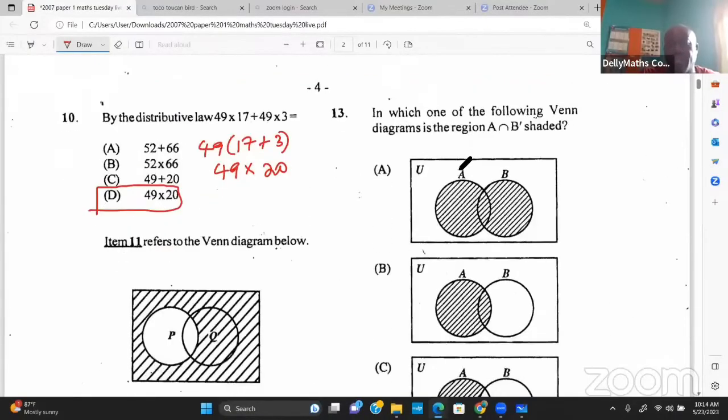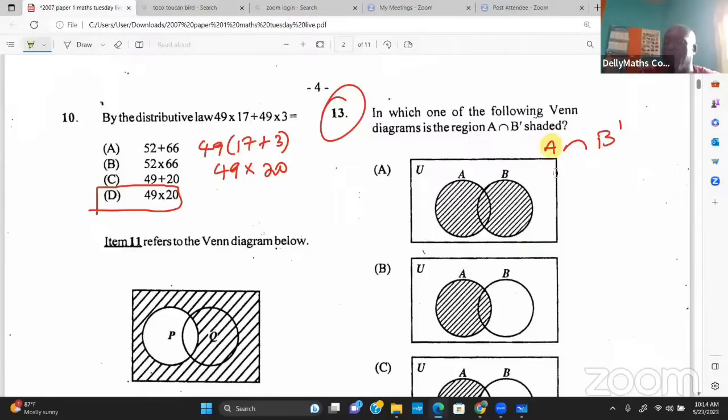All right, let me look at 13. Question 13 says, in which of the following Venn diagrams is the region A intersect B complement? So they want us to look at A intersect B complement. Now remember that B complement is everything outside of B, everything. But we don't want everything. We want the part that is mixing with A.